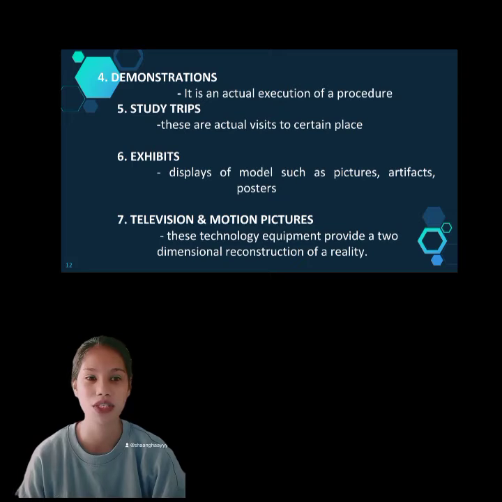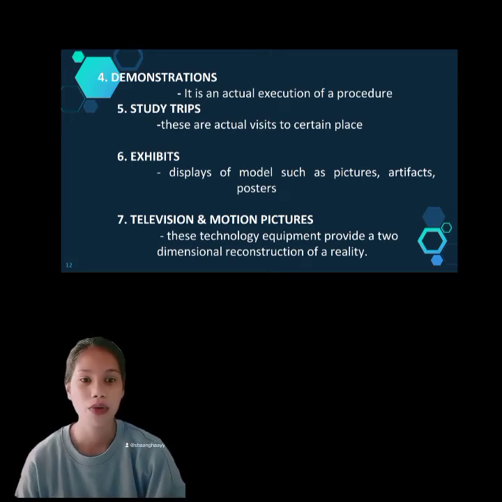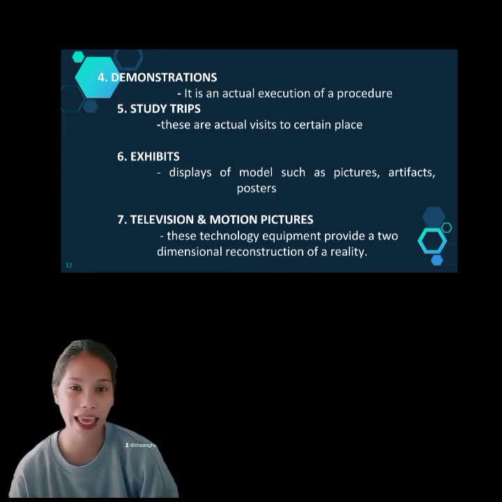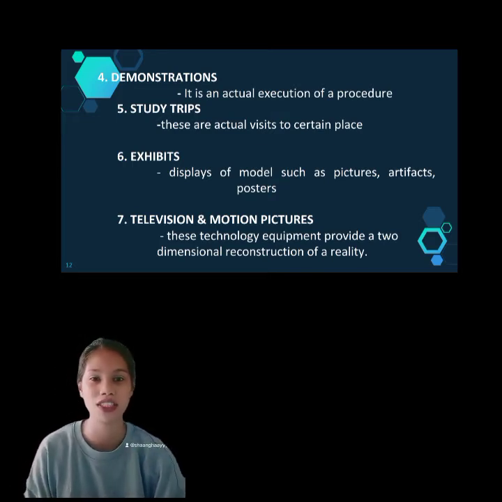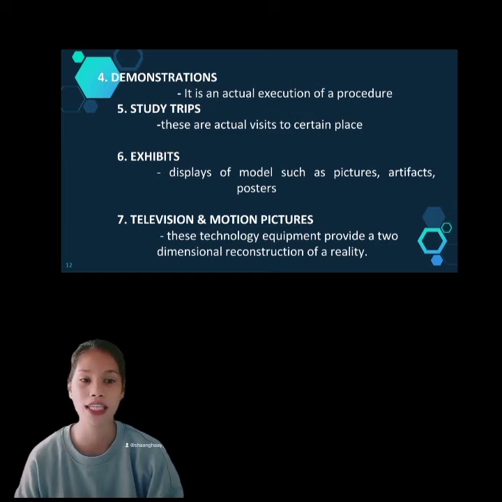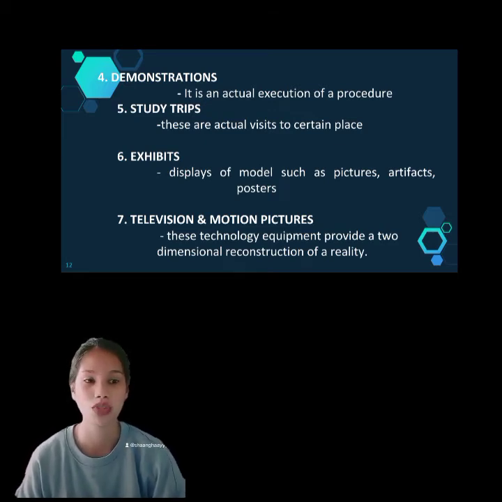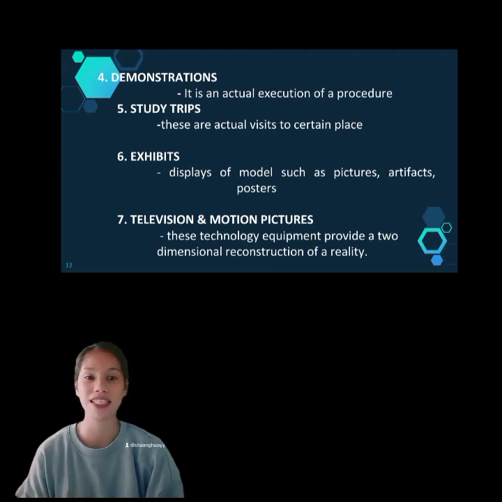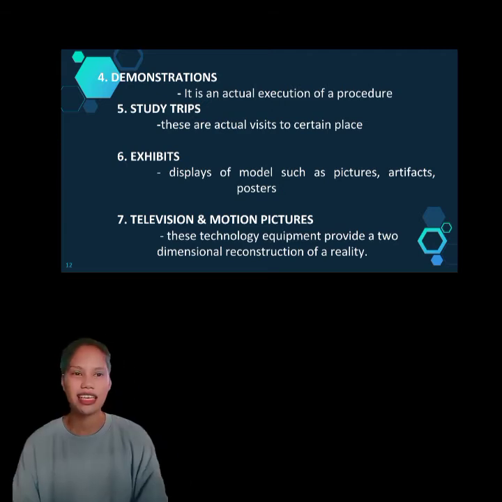Number 4 is demonstrations. What do we mean by demonstrations? It is when one decides to show how things are done, like how to bake a cake or how to manage computers or PCs. Then number 5 is study trips. These study trips are visits to certain locations to observe a situation or case which may not be available inside the classroom. So next is exhibits.